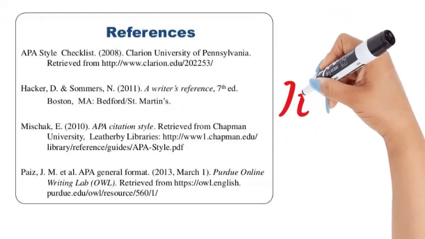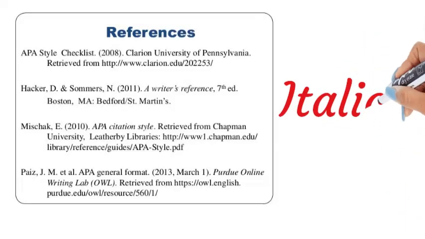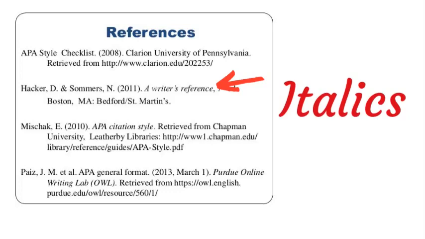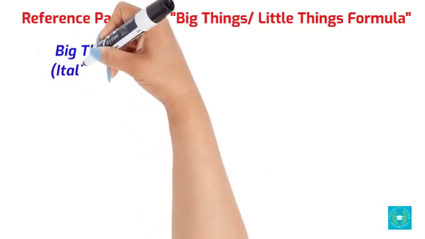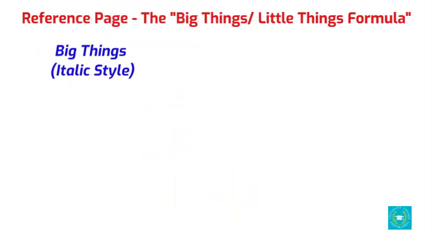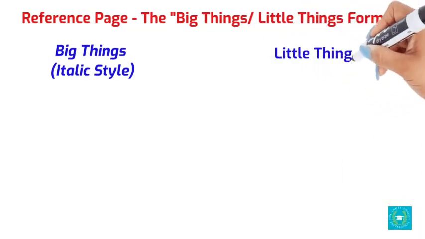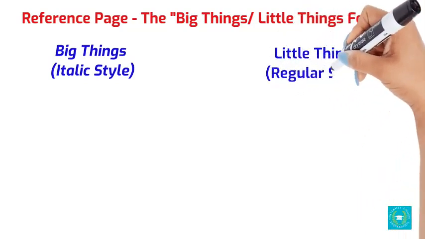Take a look at this example references page. You'll notice some differences. For example, why are some things in italics and some things aren't. This little formula will make it really easy to remember. Big things are in italic style, and little things are in regular style.